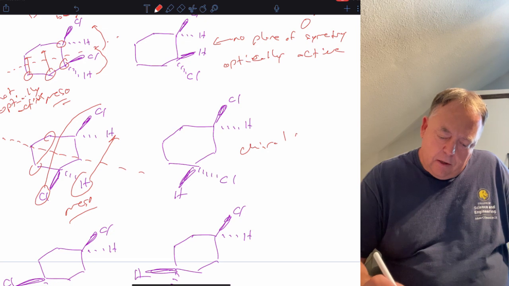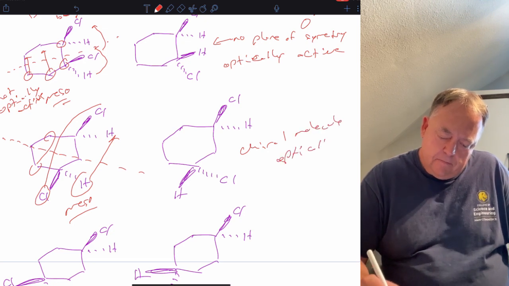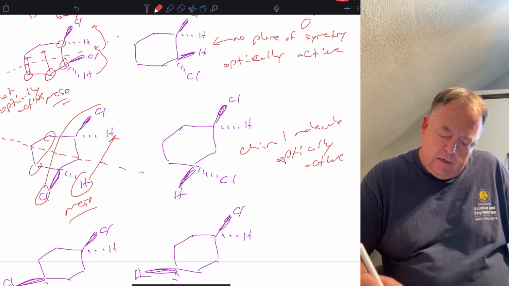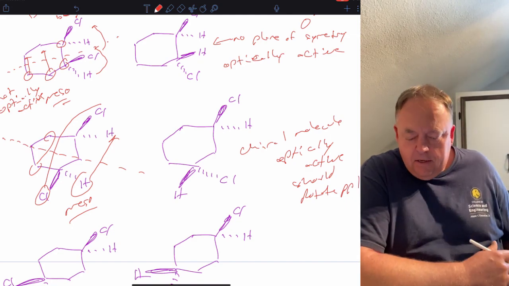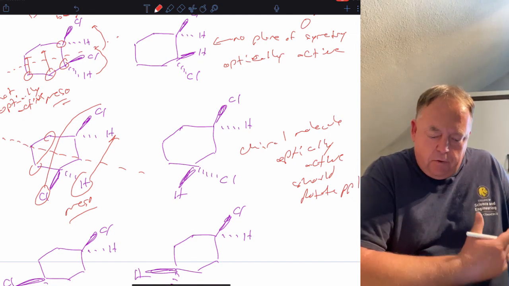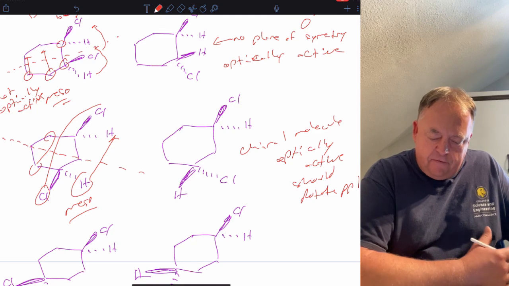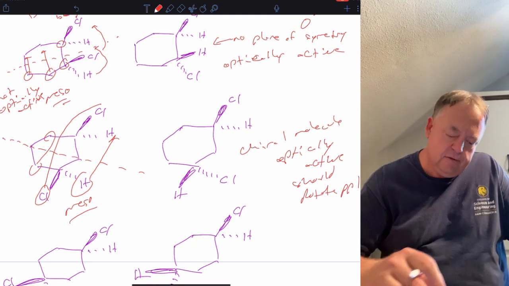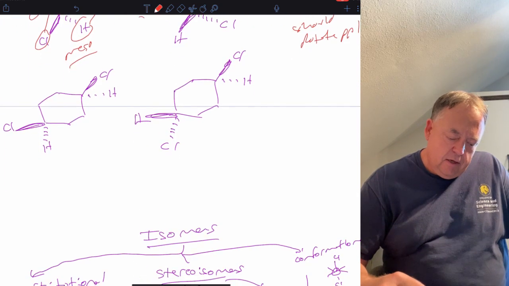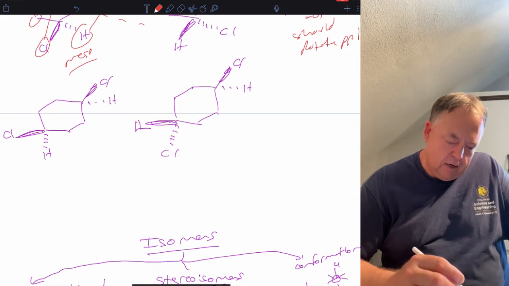So this is a chiral molecule. It is optically active. So it should rotate plane polarized light. Now that doesn't mean it has to rotate it much. It may rotate at 1 degree, or it may rotate at 50 degrees. You just don't know until you sit down and make the measurement. Okay, how about the 1,4 isomer?